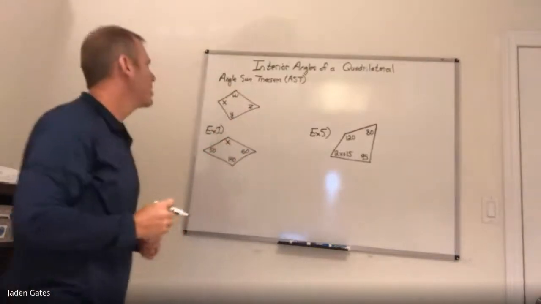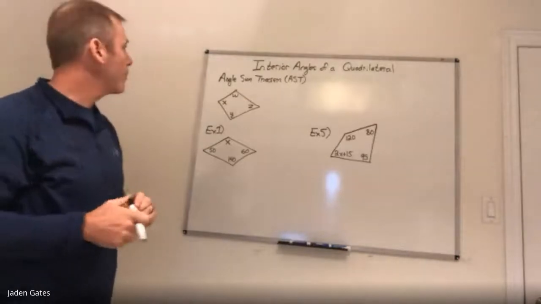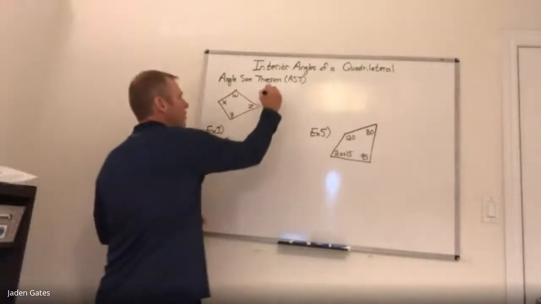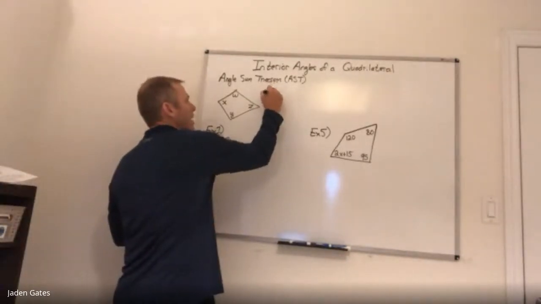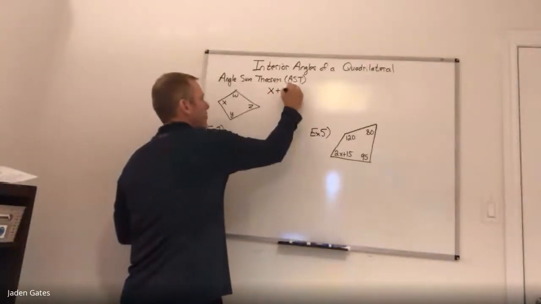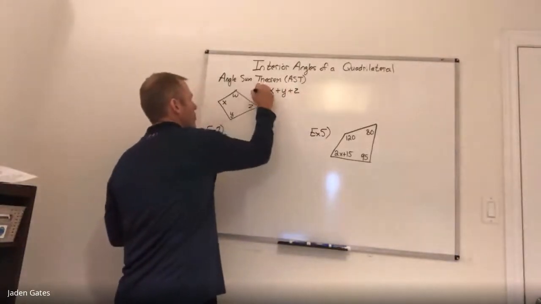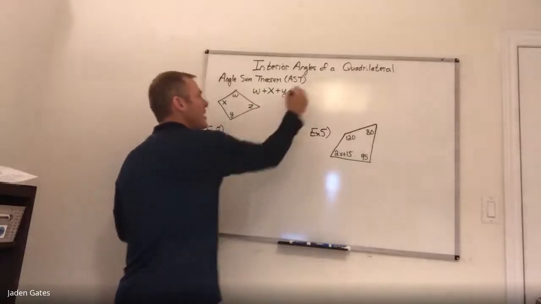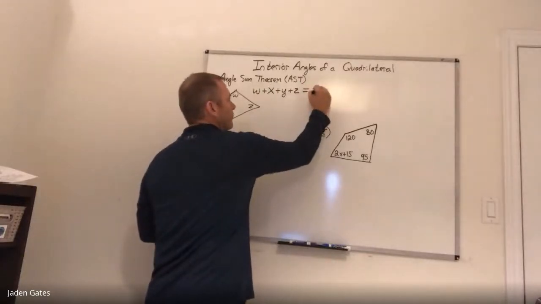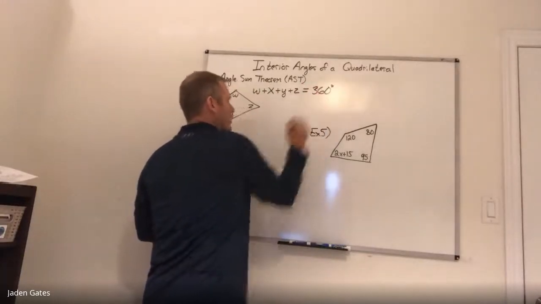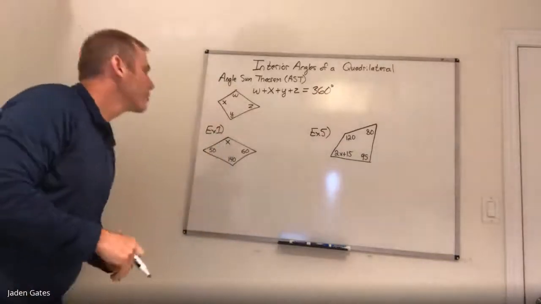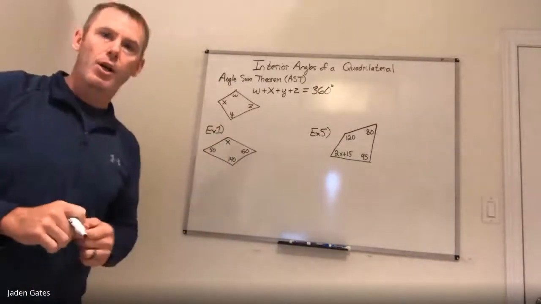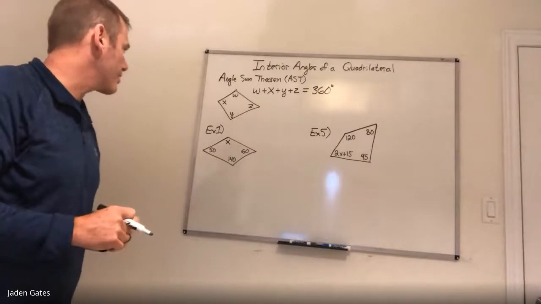A W. And what the angle sum theorem for a quadrilateral says is that if you add up those angles, X plus Y plus Z, actually I should put W here first, right? Keep with the alphabet. They add up to 360 degrees. All right. So a triangle is 180 degrees. A quadrilateral is 360 degrees.